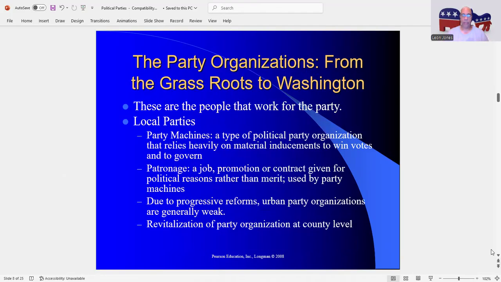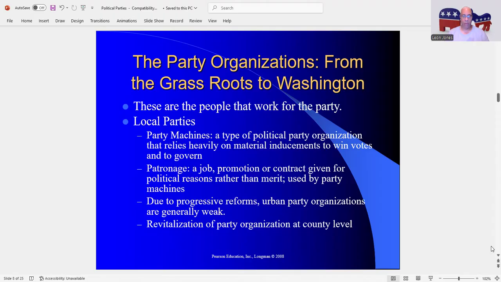Let's move on. All right, the party's organization from the grassroots to Washington. These are the people that work for the party, local parties, party machines. A party machine is a type of political party organization that relies heavily on material inducements to win votes and to govern. Patronage is a job, promotion, or contract given for political reasons rather than merit, used by political party machines. Due to progressive reforms, urban party organizations are generally weak.